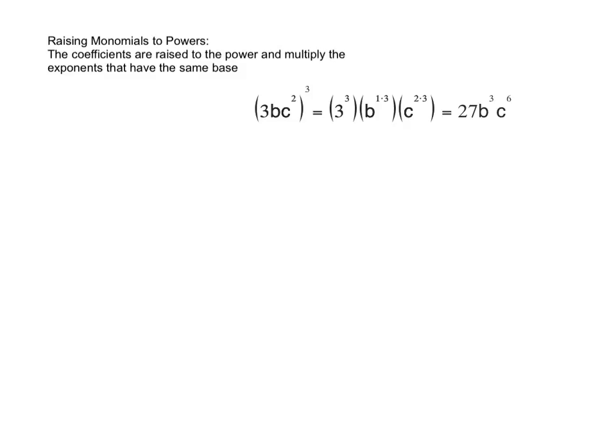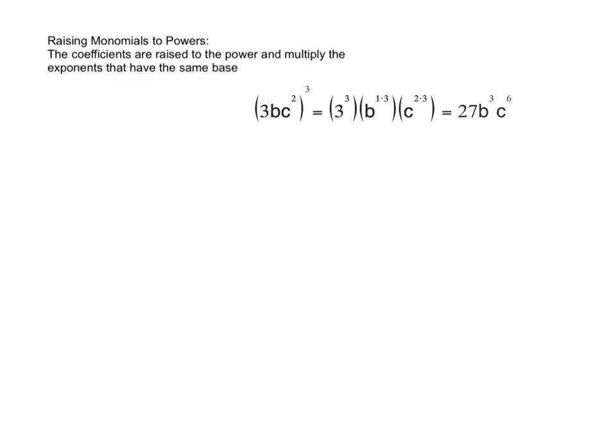I will separate the like terms. I have my coefficient, which will be raised to a power of 3, so it's 3 to the power of 3. And then b, remember it's to the power of 1, 1 times 3, and then c raised to the power of 2 times 3. 3 to the 3rd power is 27. That's 3 times 3, which is 9. 9 times 3 is 27. And that would be b to the power of 3, c to the power of 6.